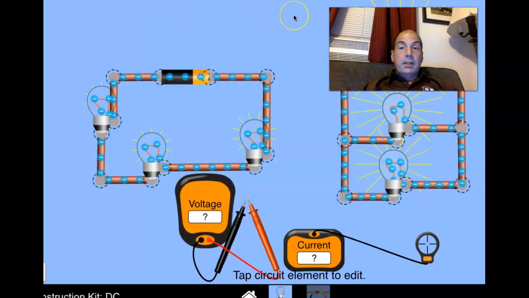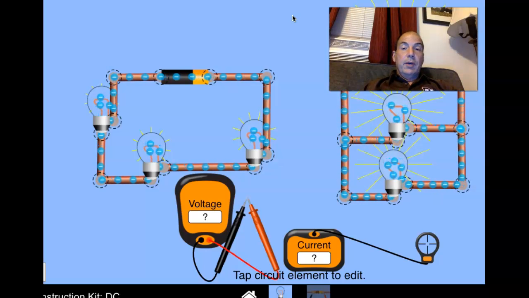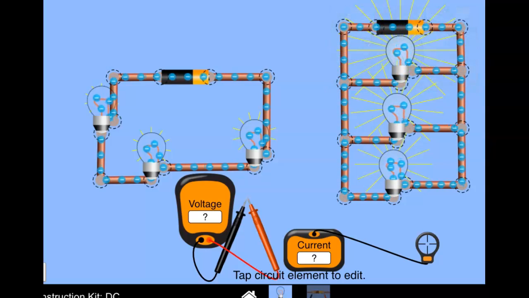Okay guys, I'm making this video for those of you at home to talk about the loop and junction rule. Okay, so I have two different circuits here. Let me shift my screens a little bit, get that out of the way.